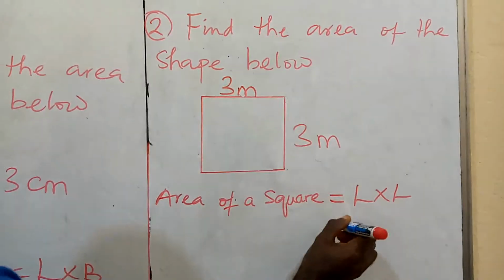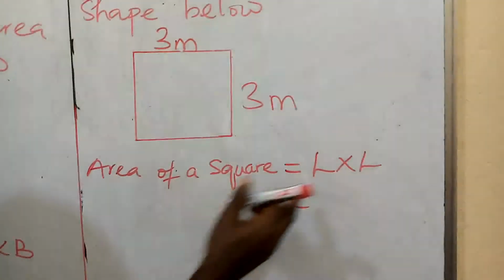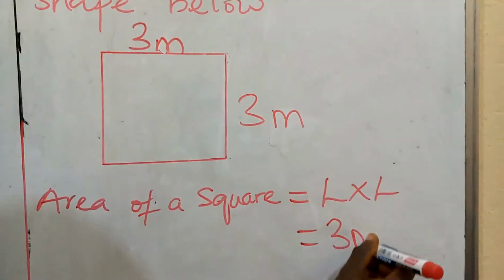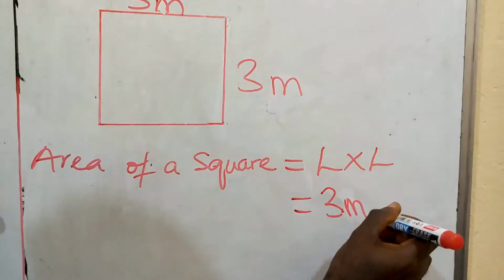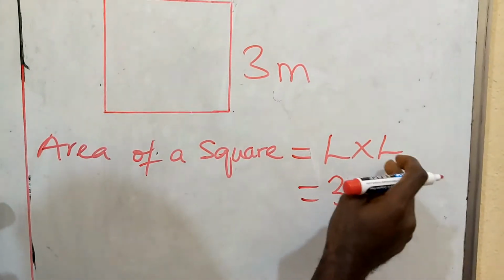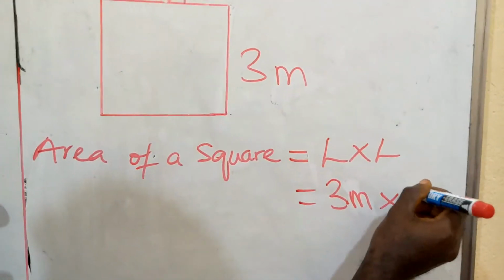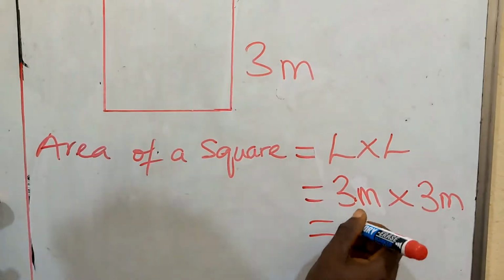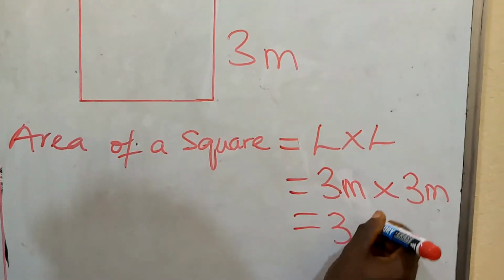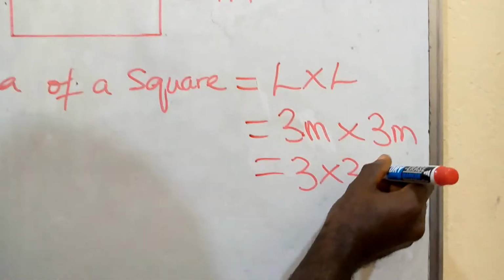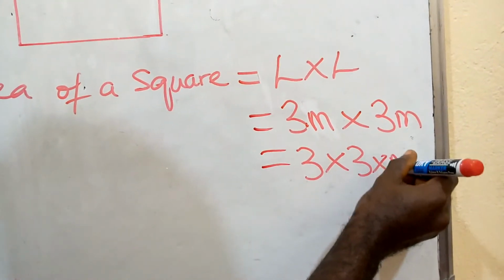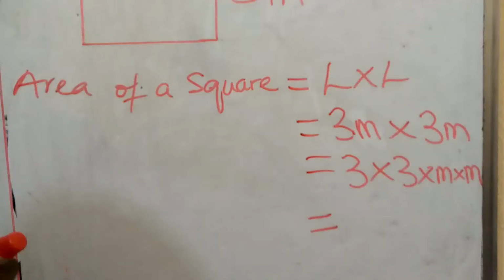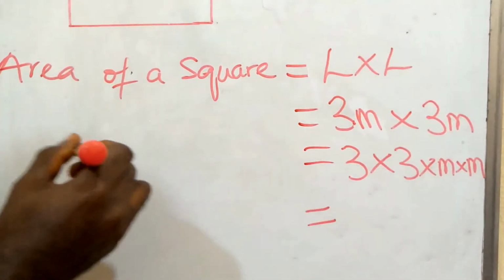All right, so now we are going to substitute. The first length is what? 3 meters. Times the second length, which is what? 3 meters also. So now you bring the numbers together. That is 3 times 3 times m times m. 3 times 3 is what? That is 3 groups of 3.